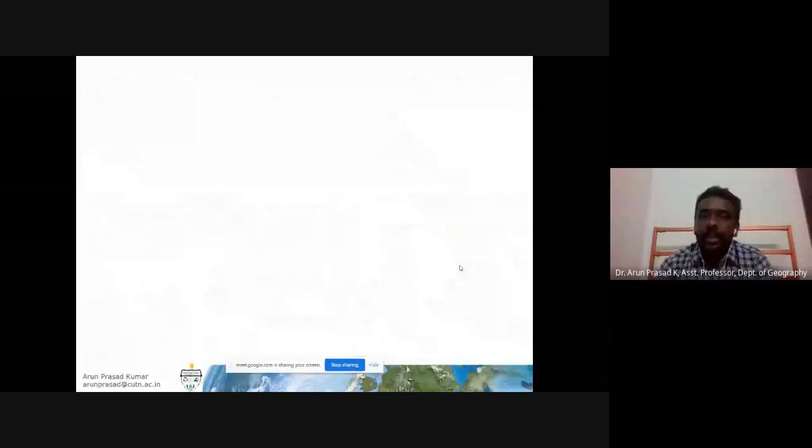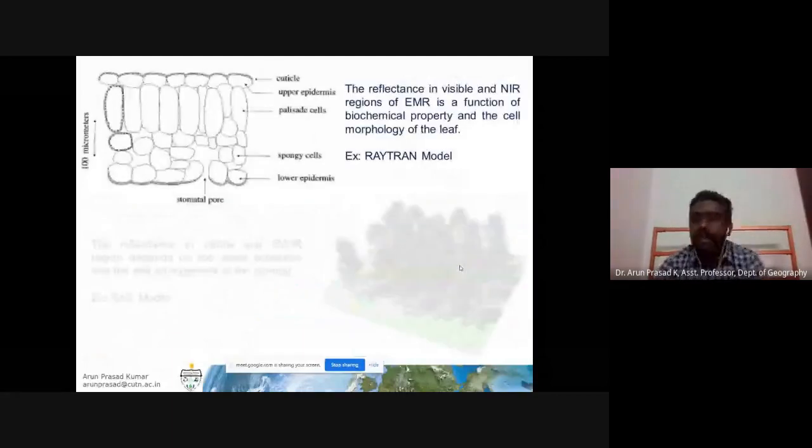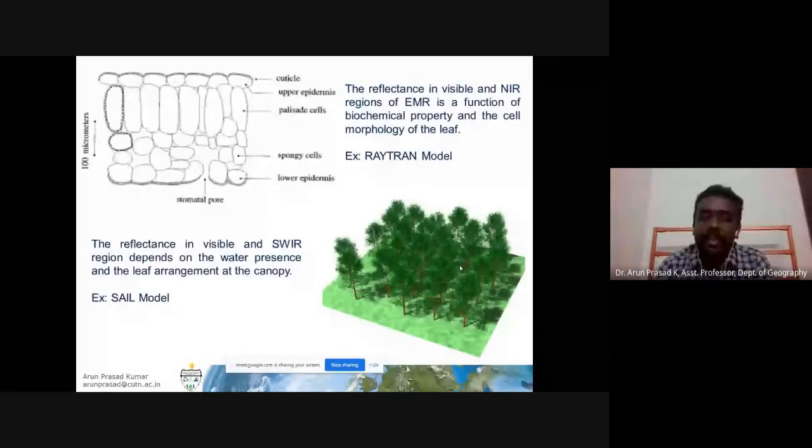The reflectance in the visible region and the near-infrared region is basically a function of the biochemical properties and cell morphology of the leaf. Whereas in the short-wave infrared region and visible region, it is basically a function of leaf arrangement and canopy arrangement. That is the basic idea behind vegetation spectra.